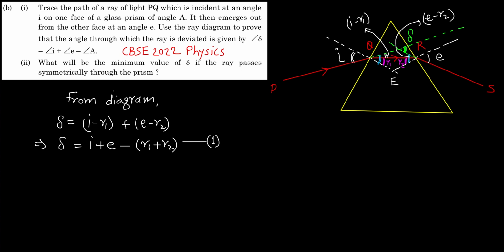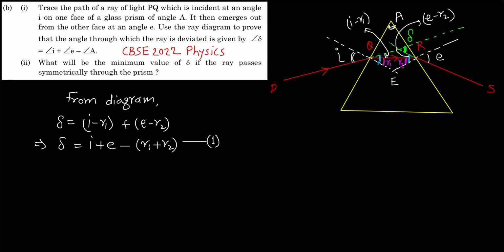So we have something which we had to prove, that angle delta is equal to angle I plus angle e minus A. So finally we have to bring this R1 plus R2 equal to A, then it will be proved what we had to prove. Okay, so let's move forward. Also in the question it is given that the prism angle is given as A.